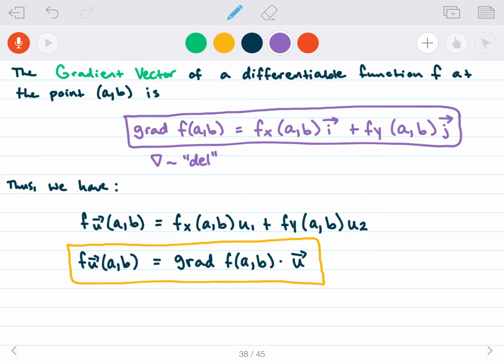And so what you should notice is that the directional derivative was equal to the partial derivative with respect to x times u1 plus the partial derivative with respect to y times u2. Basically that's just the gradient dot u, right? Because remember, when we take the dot product, we multiply the corresponding components and add them together, okay? So this is the third definition that we just mentioned of the directional derivative.